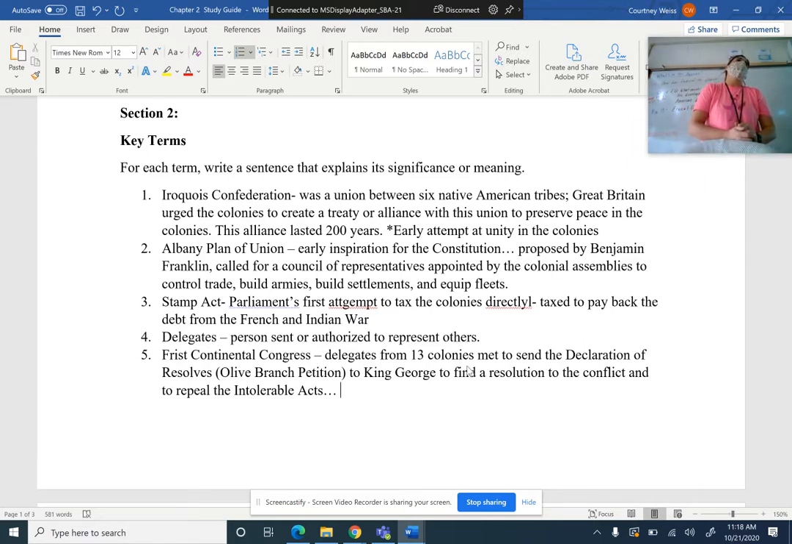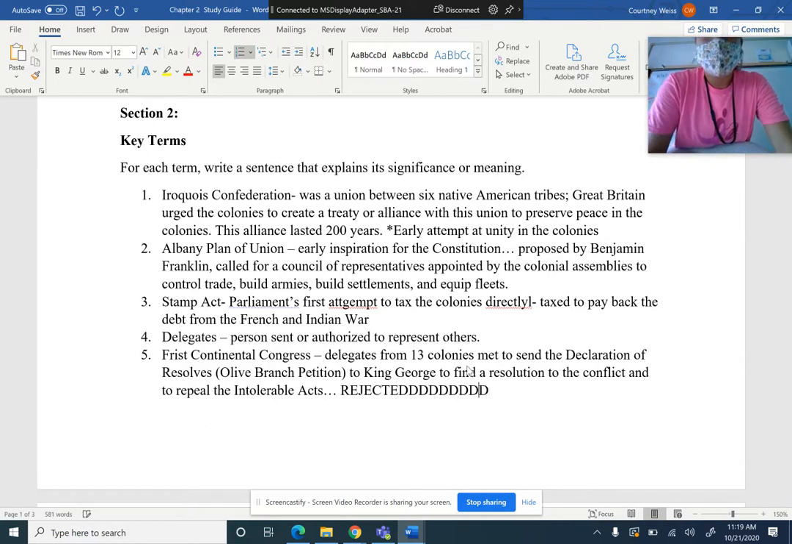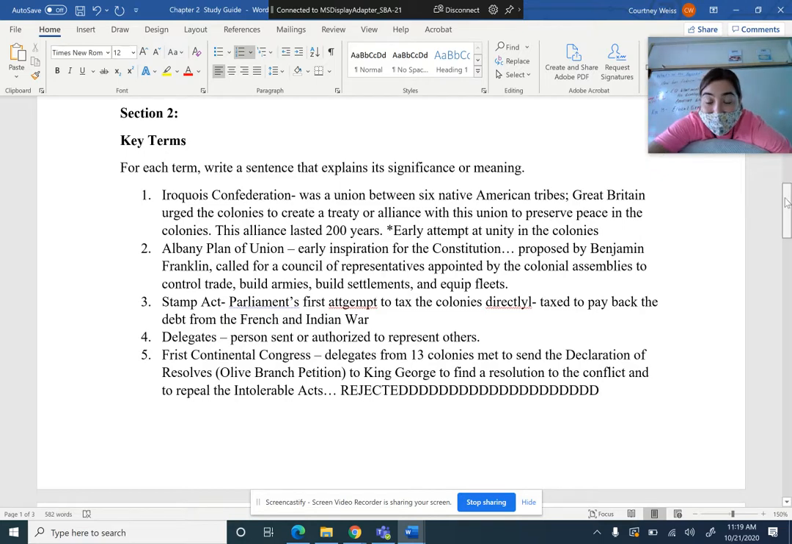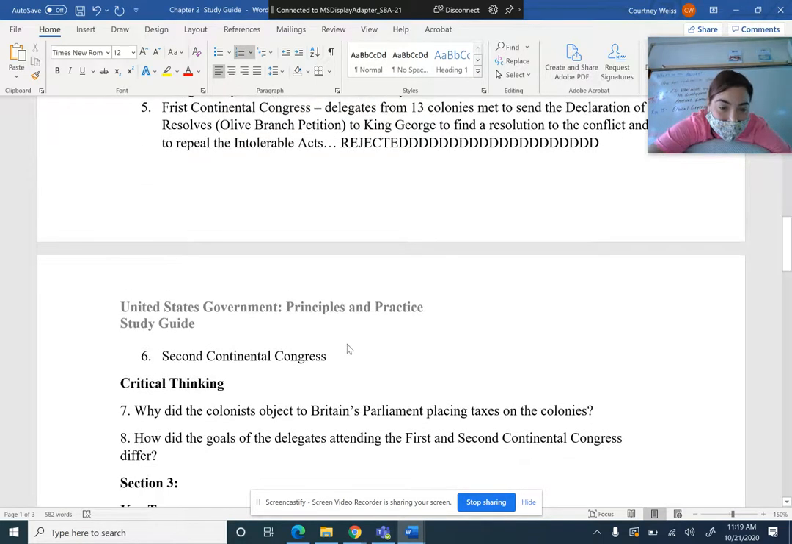What happens? Zoe? They went to the second conference. Yes, they were rejected. And because this plan was rejected, they had to figure out what they were going to do next. They went, okay, first plan didn't work out. This means war, right? So what happens here with the Second Continental Congress? They organized the Continental Army, and George Washington was commanding.